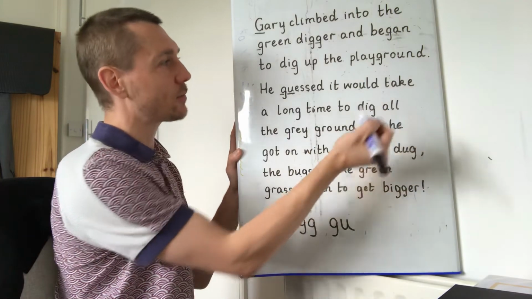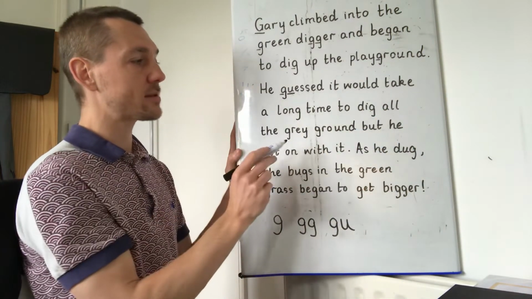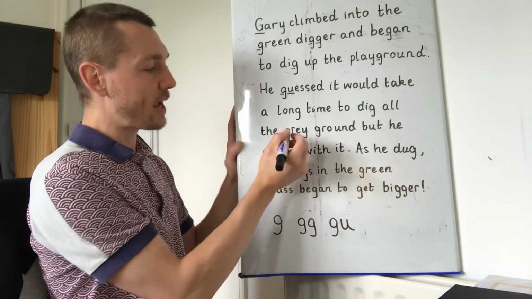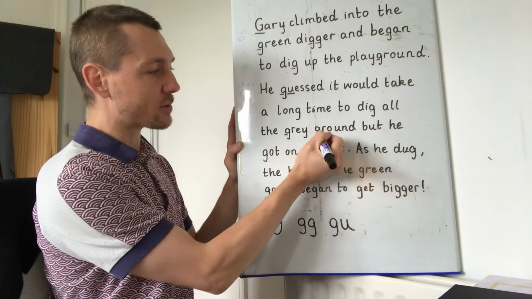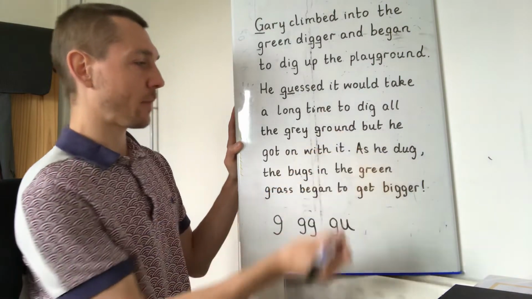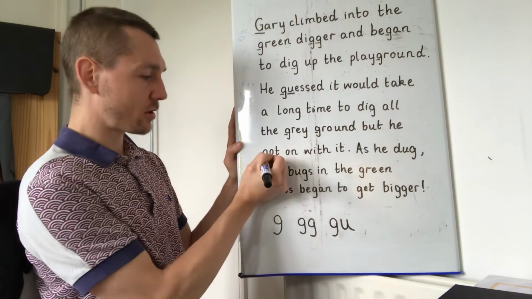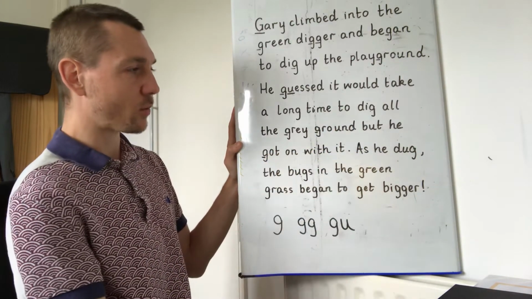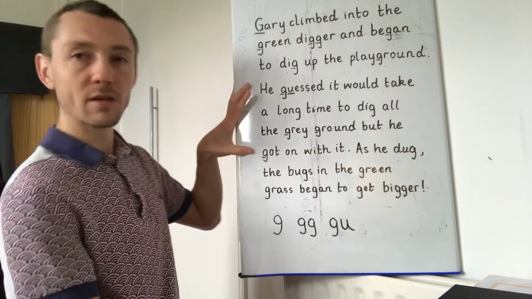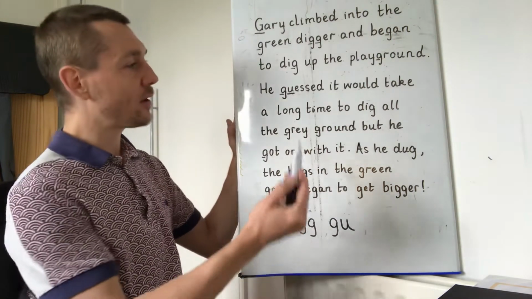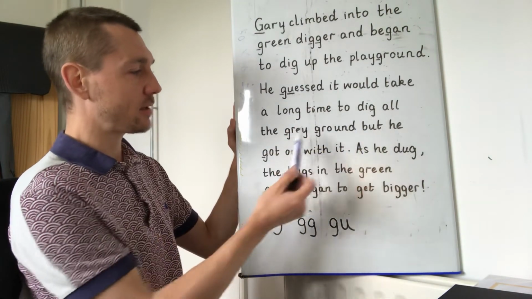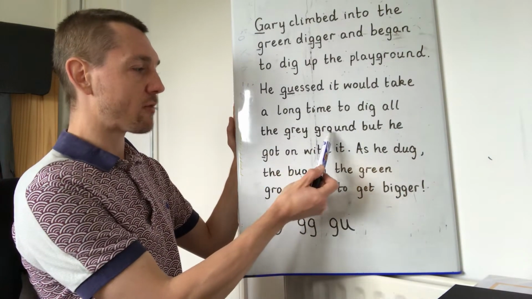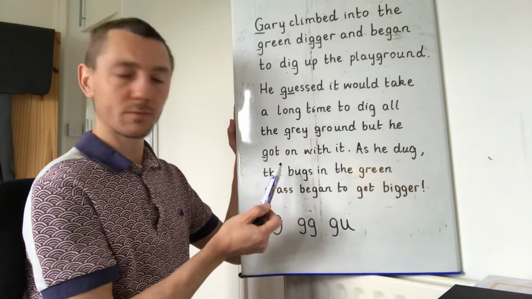A long time to dig. But dig, we do need, and we've already got it once. All the grey, grey. Ground, ground. But he got on with it. So we should have had some more words on our list there. We should now have the words guessed, dig, grey, ground, and got.